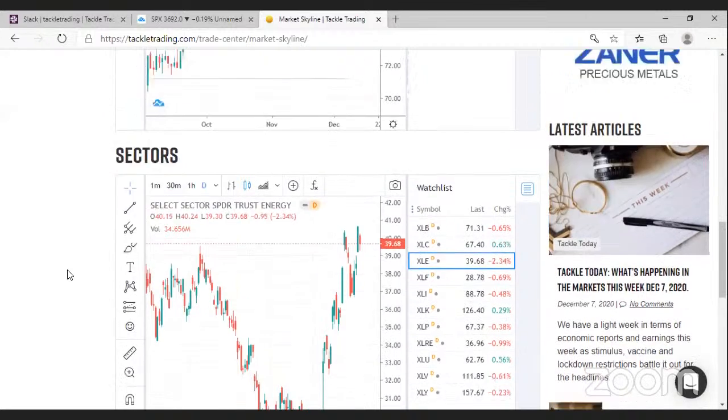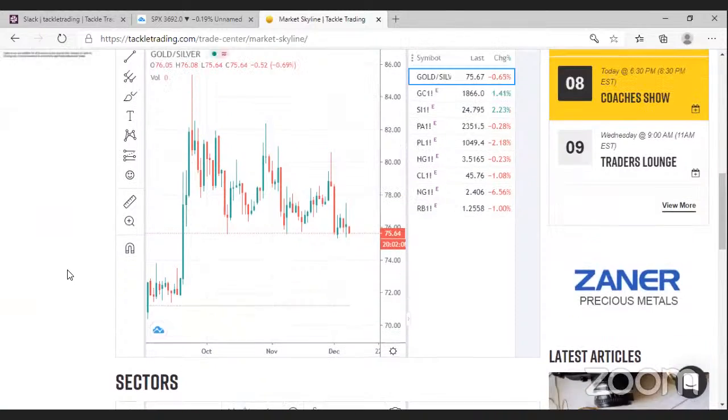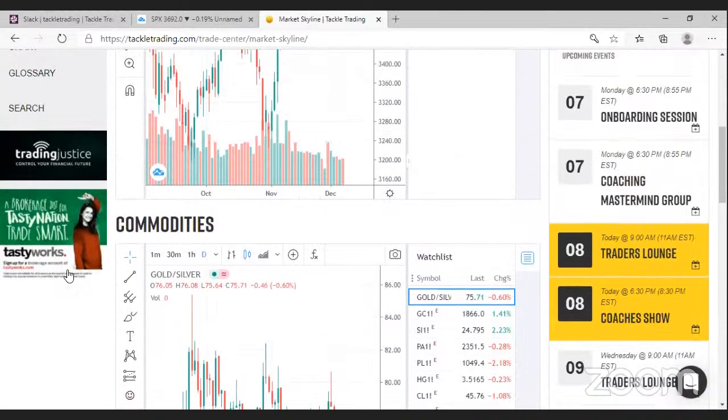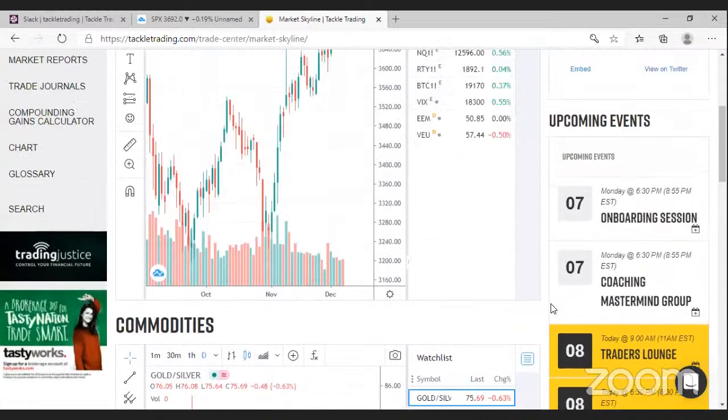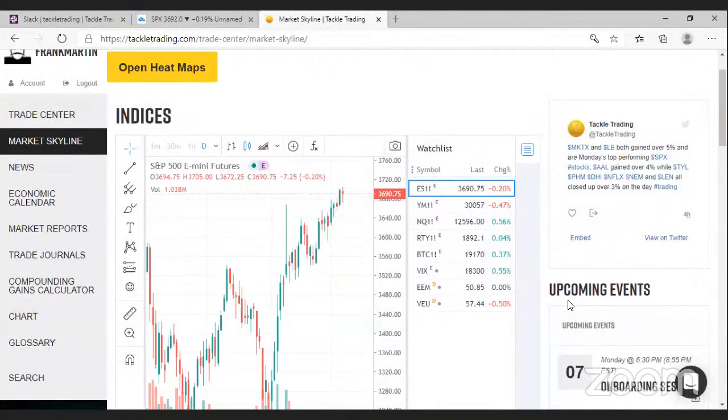So just the big stuff, right? The sectors, the market, the different commodities. And I would definitely encourage you, whether you're doing it here in the market skyline or not, to incorporate these things into your daily routine. If you haven't done so already, it will really make a big difference.